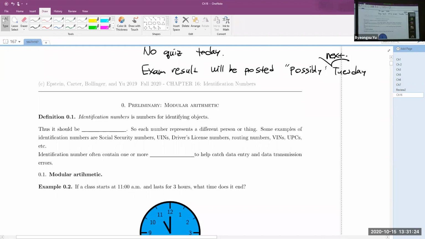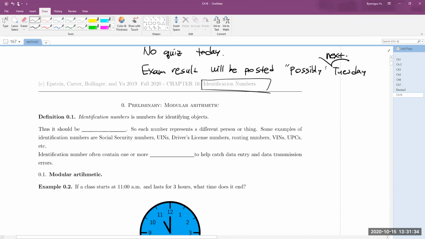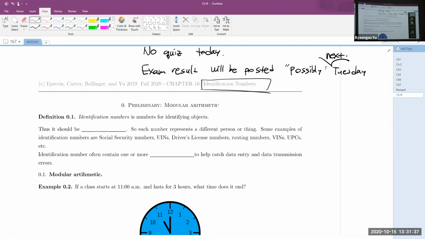So in this chapter, we will learn what an identification number is, how you can generate such identification numbers, and how you can find errors in an identification number. The identification number is like your UIN. The best examples of identification numbers are your UIN, your driver license number, or barcodes. All of those are just identification numbers.